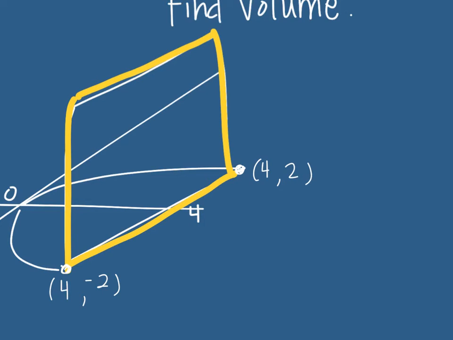So how long is the bottom of the square? 4. How tall are the sides of the square? 4. What's the area of the square? 16. What about the square right behind it? What would the x be of the square right behind it? 3.9999999999. So it would be 4 minus a little bit smaller. Then the sides would also be 4 minus, and the area would be 16 minus a little bit smaller.